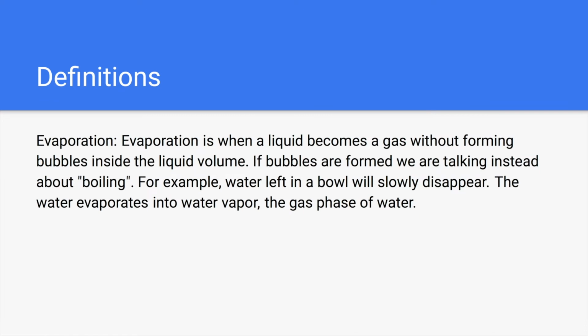Evaporation is when a liquid becomes a gas without forming bubbles inside of the liquid. If the bubbles are formed, we're talking about boiling. So, an example of evaporation is when water is left in a bowl and it slowly disappears, or when there's a puddle on the ground and it dries up. The water evaporates and it turns into water vapor. This is the gas phase of water.